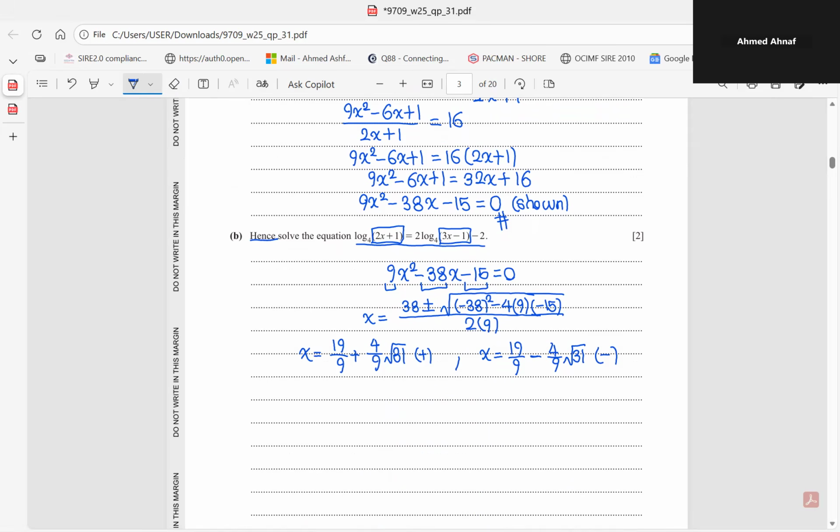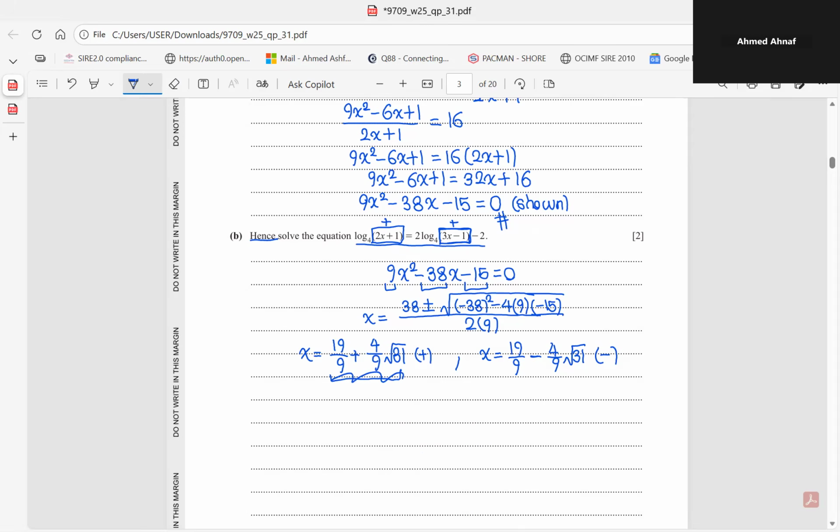So I'm just going to quickly check that. Let's do 2x plus 1 for this one first. Actually, I don't think we have to do this, because for sure both of them would be positive. So let's do this one, 3x minus 1. So 3 times 19 over 9 plus 4 over 9 square root 31, minus 1. Yeah, this is positive for both. Let's see for the second one, the negative one.